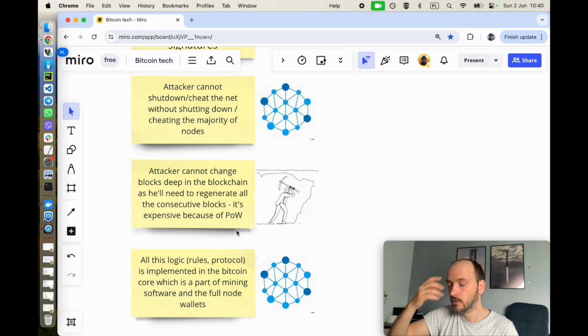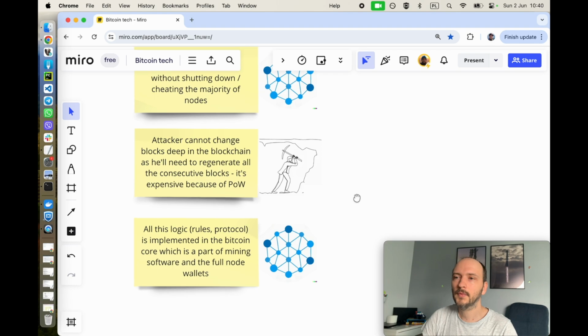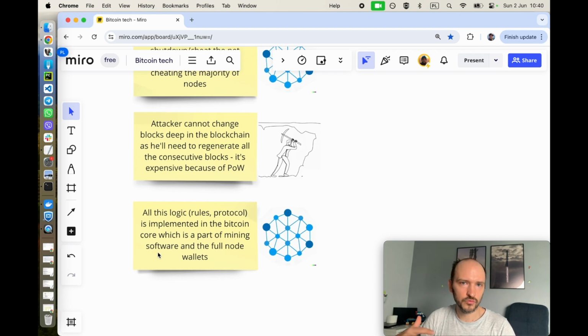And you know that at the moment there are many miners and lots of electricity is spent on that. An attacker will need to operate better than that, so it will consume a tremendous amount of resources. And all the logic, the rules of this protocol, is implemented inside the Bitcoin core, in the code.